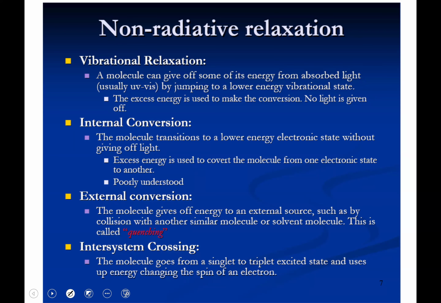Sometimes when these molecules or solvents collide, this is what we call quenching, because it lowers the energy. And then we have intersystem crossing. The molecule goes from a singlet to a triplet excited state, and it uses up energy to change the spin of an electron. That summarizes it.